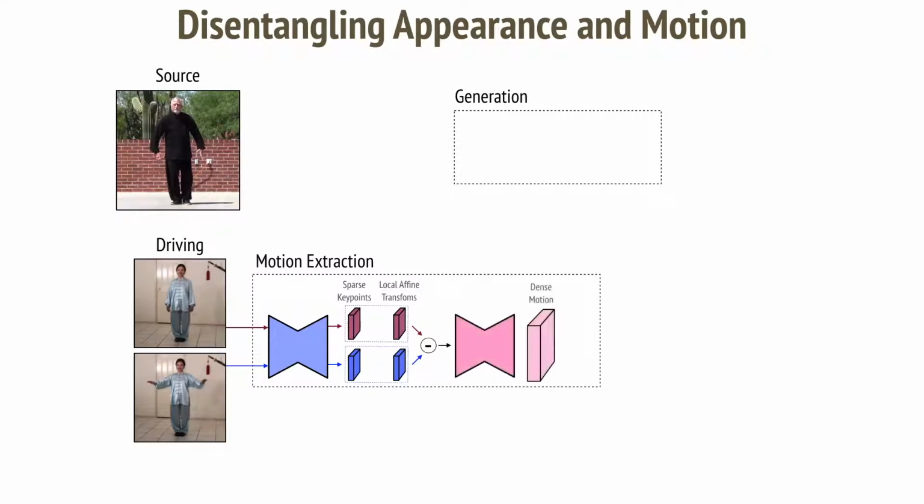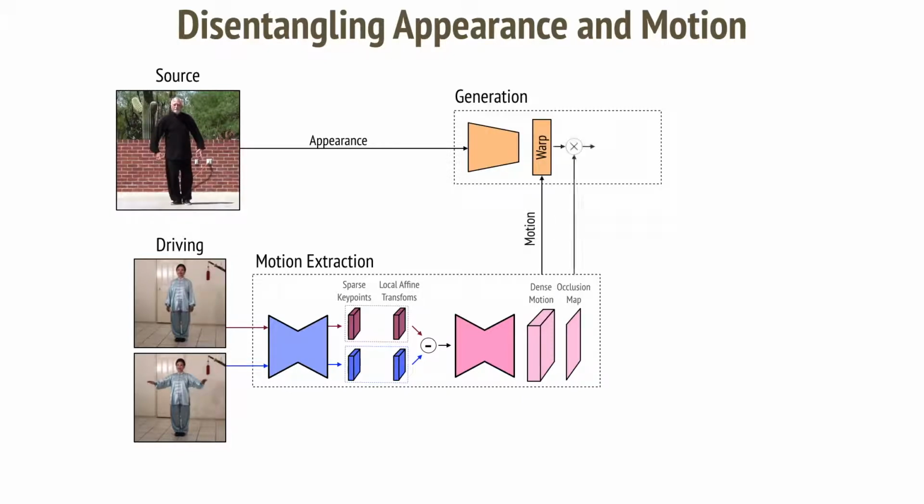To predict dense motion, we use another network which additionally provides the occlusion map. We extract the appearance from the source image by passing it through the encoder. We then warp the features using the dense motion and multiply them by the occlusion map. This way, the decoder knows which areas of the image require inpainting.